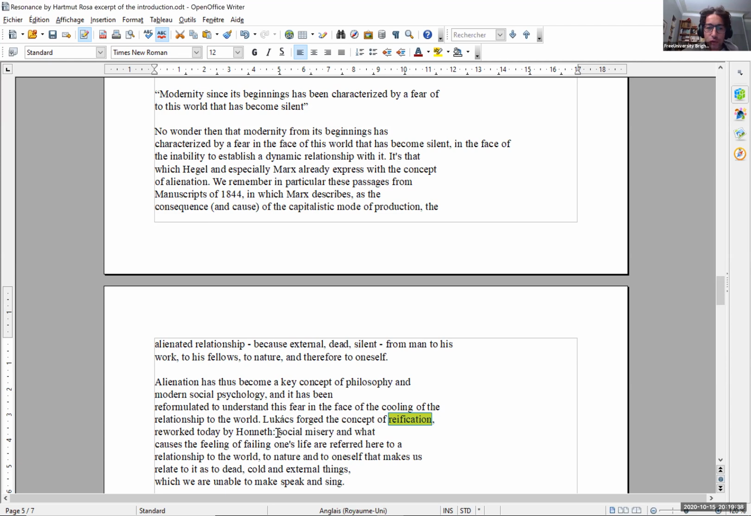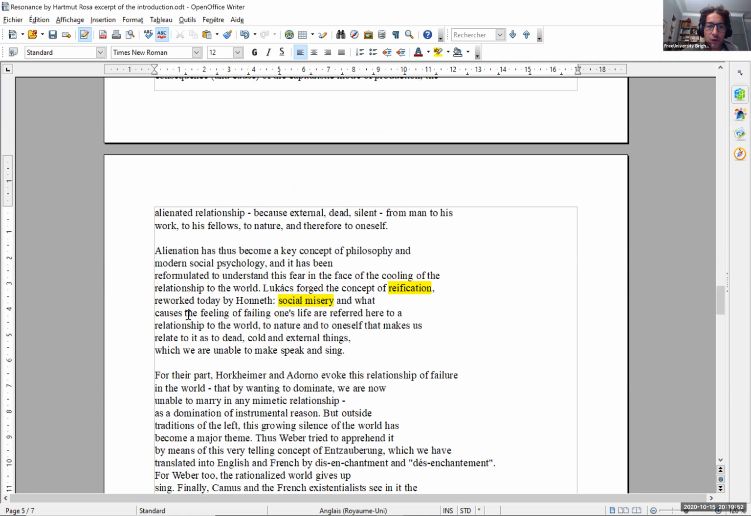I was thinking of social misery. Yeah. We did talk a bit about it when we were discussing the video that presented the small clip, the cartoon thing that presented Rosa's concept of resonance. The feeling of failing one's life. And Hannah was a good character for embodying this feeling. And this idea of not being able to make things speak and sing.